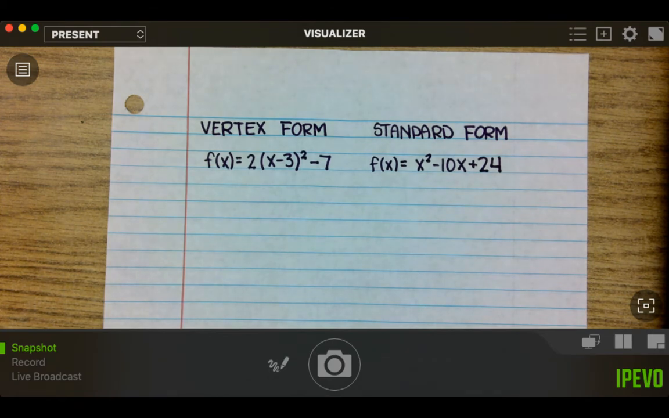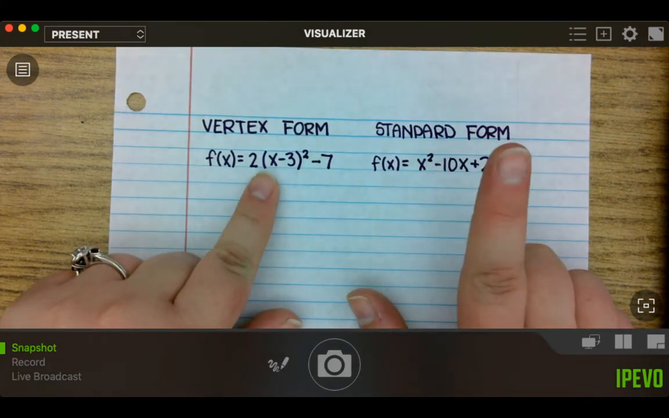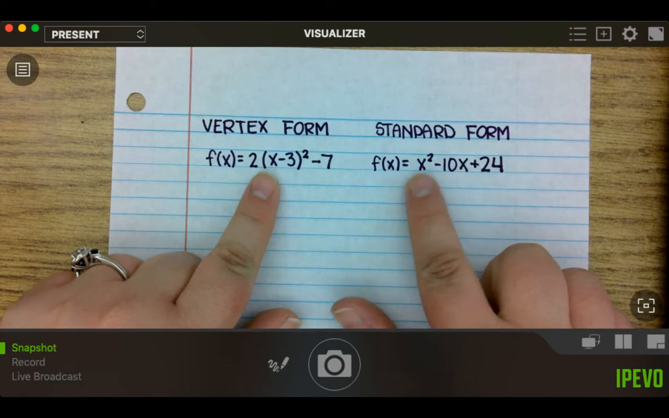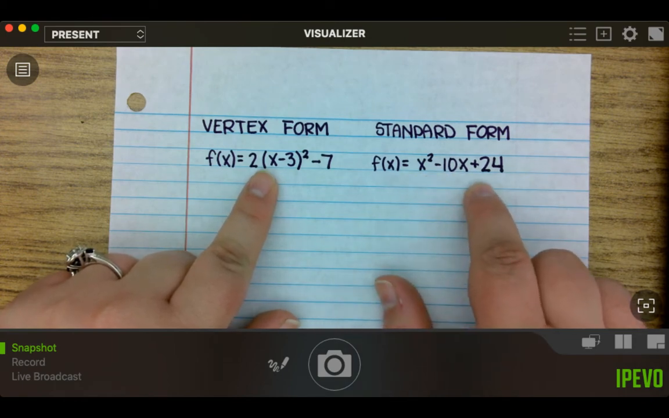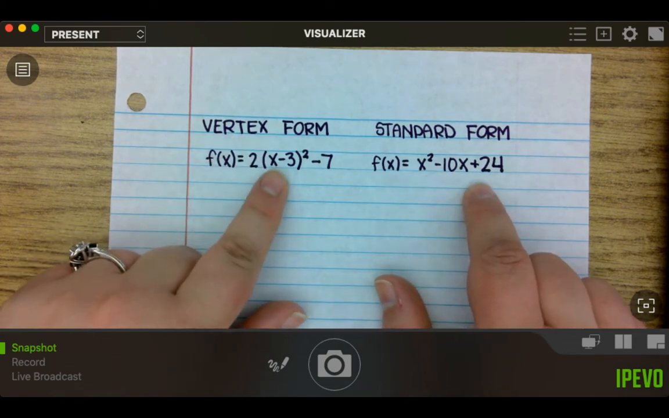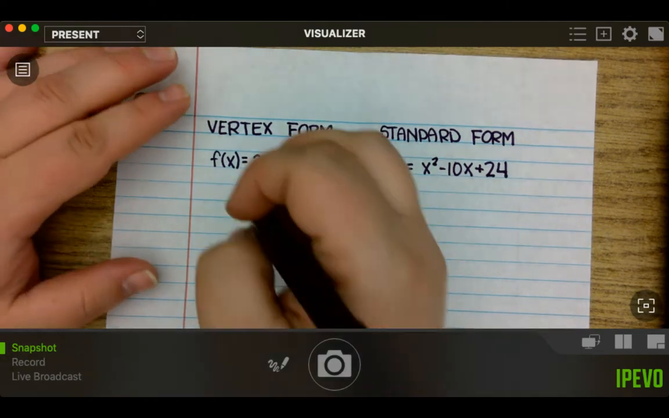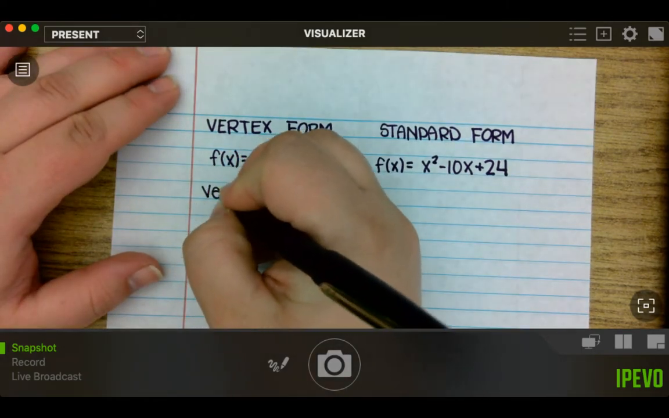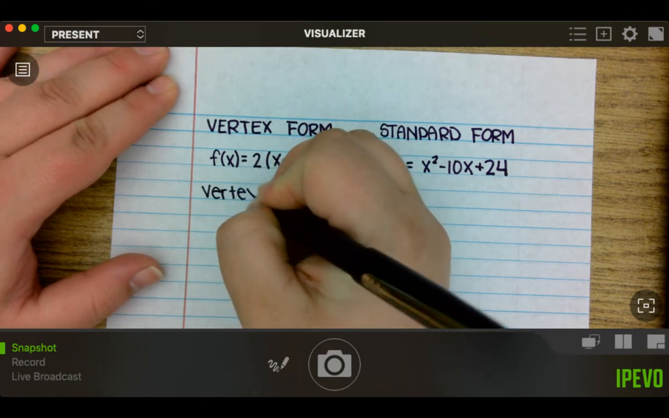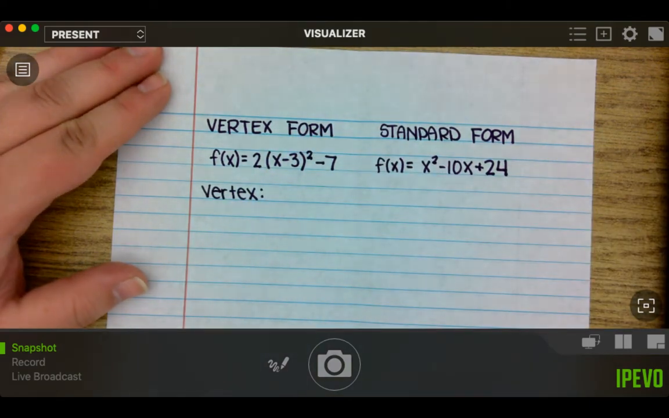So first thing I'm going to do is say that the difference between these two is that this one is already multiplied out. Standard form does not have any parentheses or anything in it. Vertex form does. The reason why vertex form has those parentheses is because that is your vertex. So your vertex from vertex form shouldn't require much work. That's what the form is for. That's why it's called vertex form.